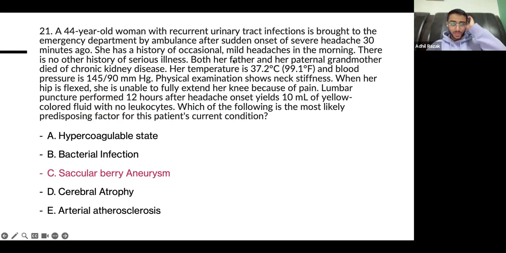What you need to take away from this question is that this patient has chronic kidney disease with family history. Even if it's not diagnosed, if there is a family history of chronic kidney disease and the patient has a sudden headache and someone who has recurrent UTIs, something's definitely fishy. Your differential should be narrowed down to polycystic kidney disease.